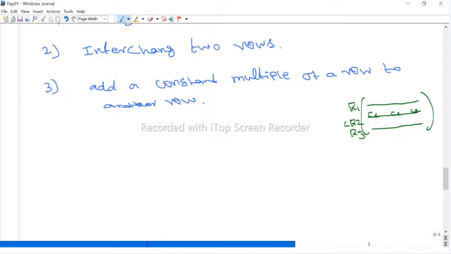Suppose I interchange R2 and R1. So first we interchange R2 and then R1, and I have to keep R3 fixed. So this is one type of elementary operation.